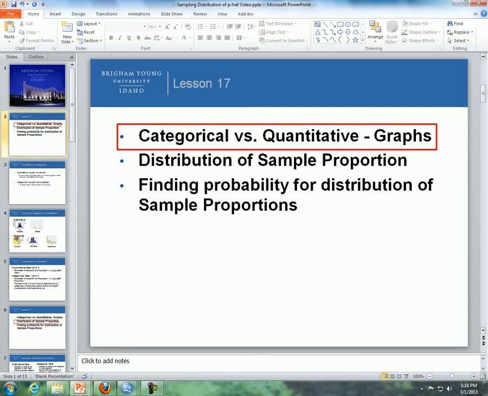And so here's the outline for this lesson. First of all, I'll cover a review, categorical versus quantitative data, what they are, and then I'll go over the graphs in terms of when we use each type of graph. And we'll discuss distribution of sample proportions, then finally finding probability for distribution of sample proportions.